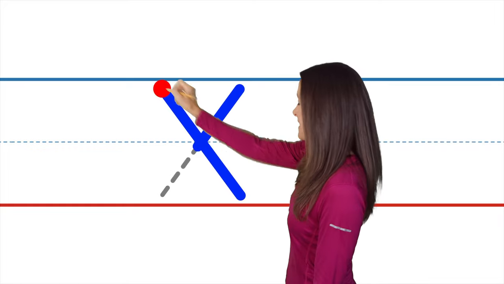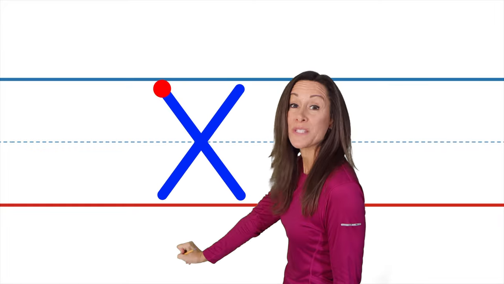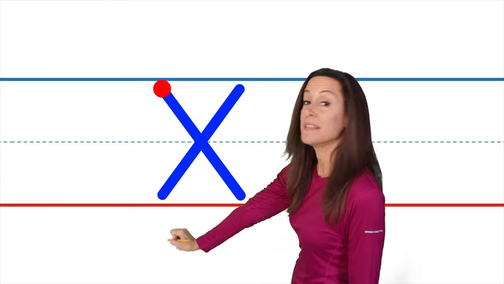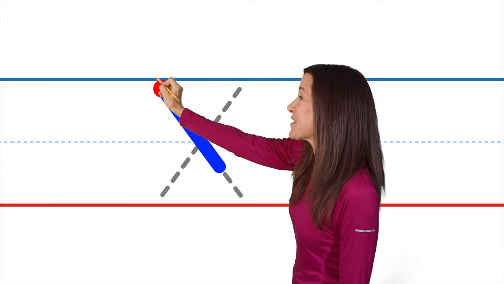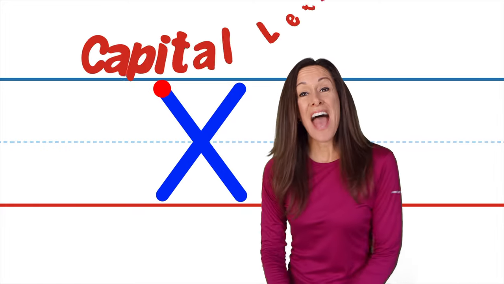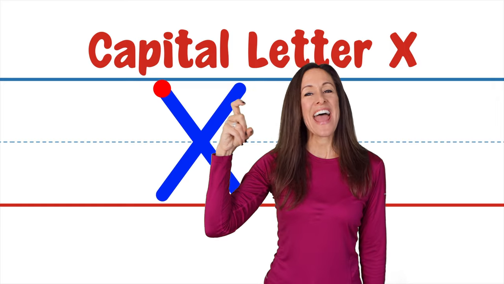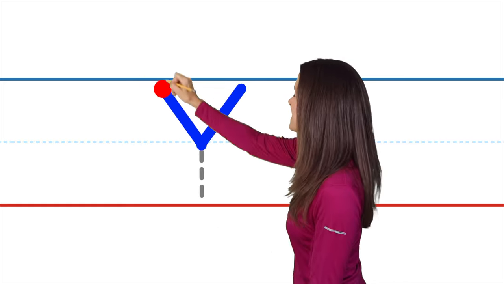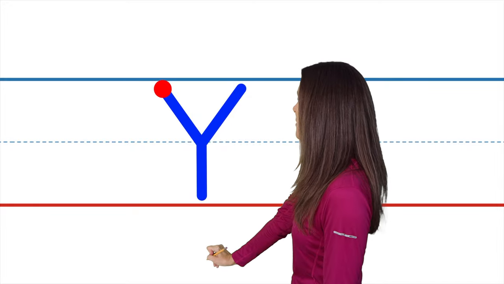X: start at the top, slant right, slant left, crisscross. Capital letter X. Y: slant right, slant left, then down.